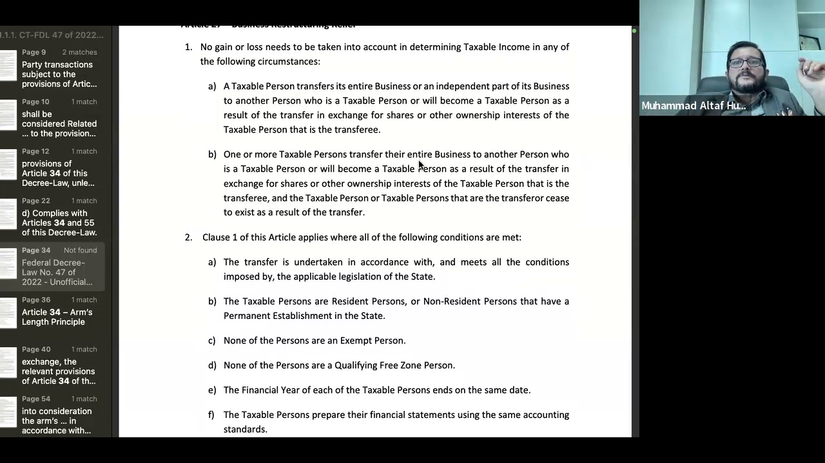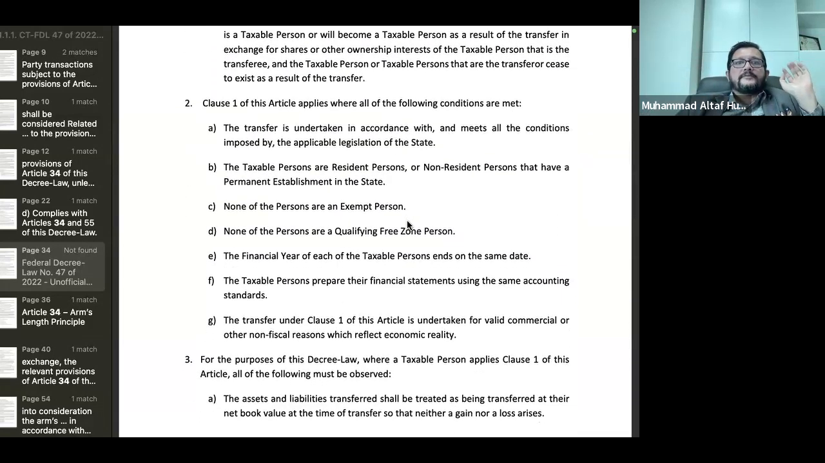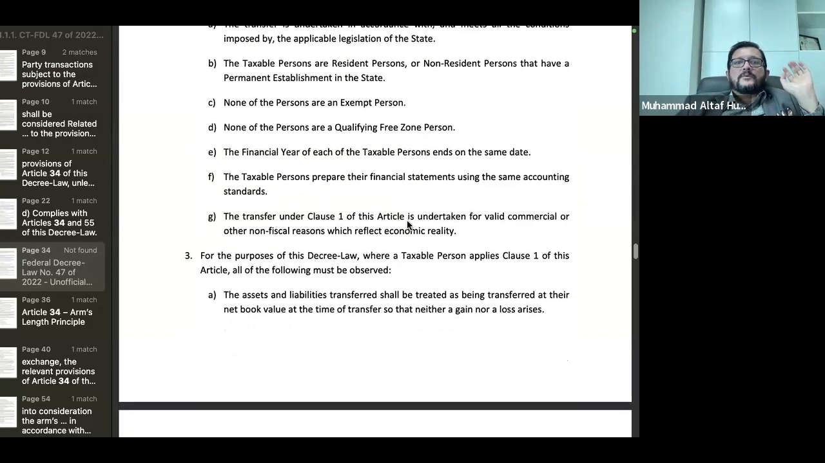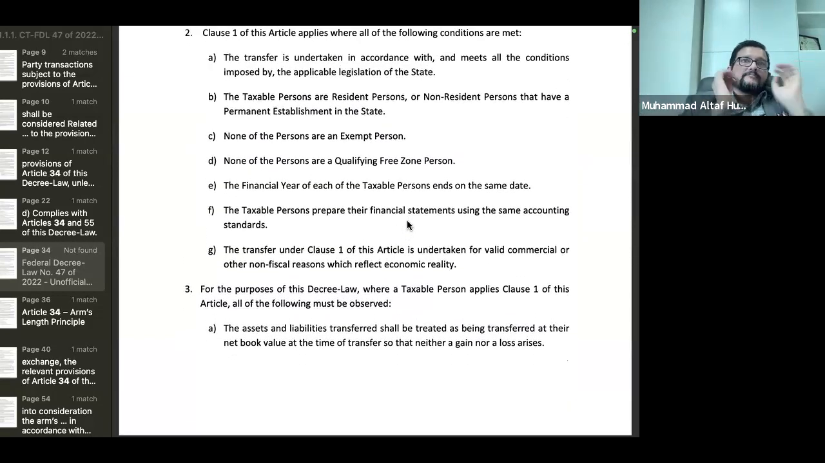One or more taxable persons transfer their entire business to another person, right? This is a business restructuring relief. Acha, what else is there? So when we are preparing a return, we have to elect for this relief specifically, like in the return, or like in the IT return.